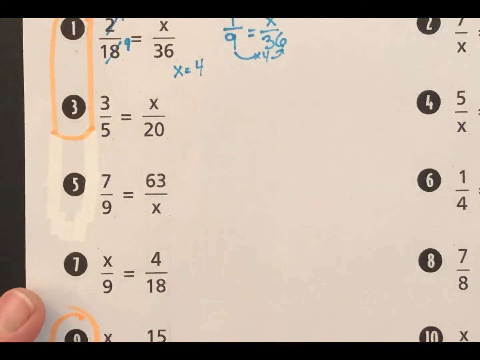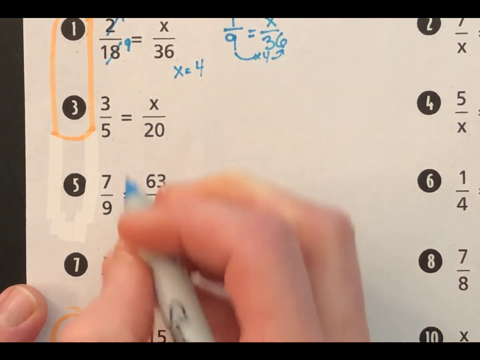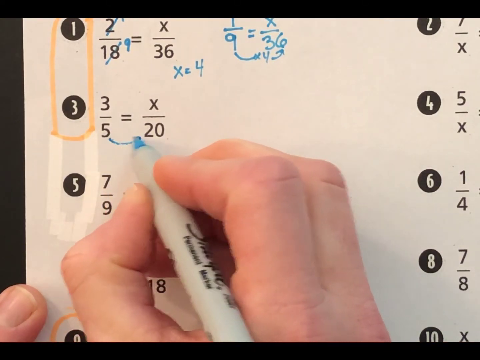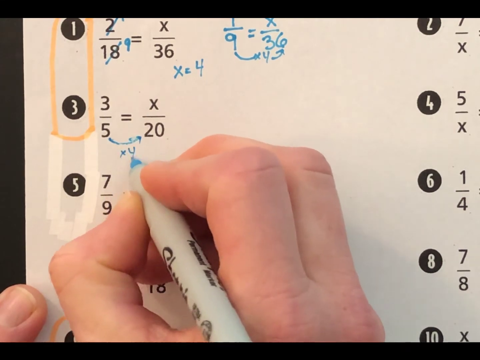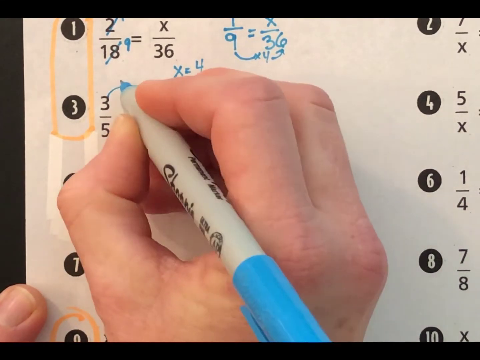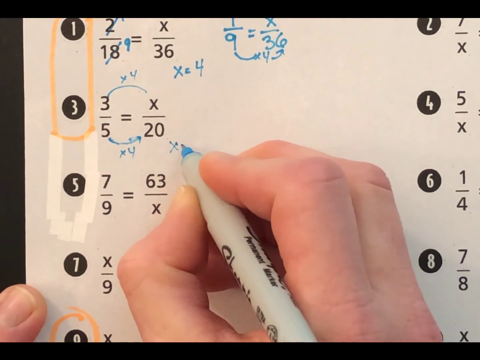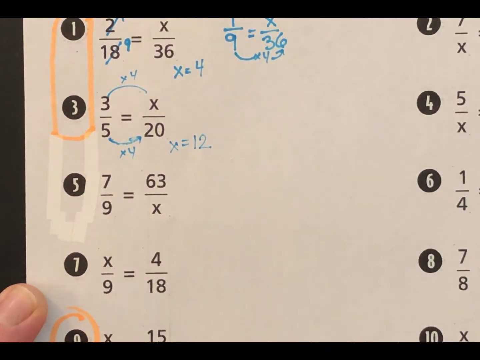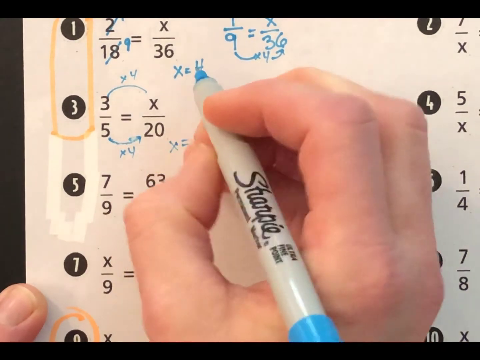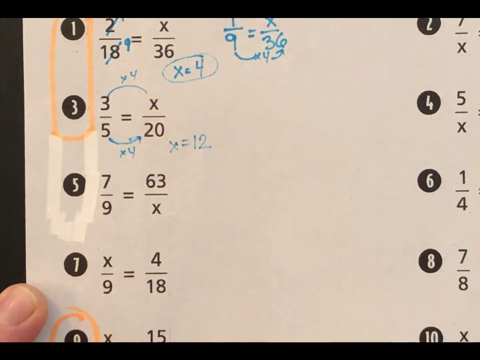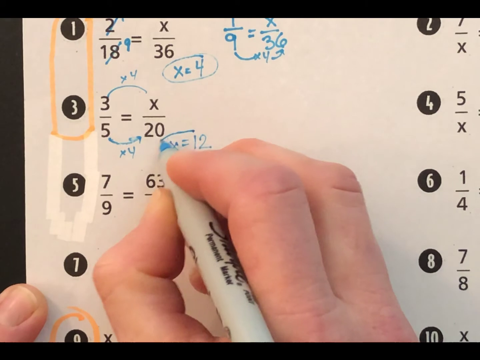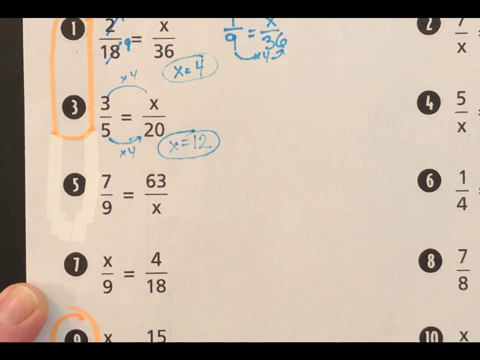3/5. Well, I can't reduce that, but that's just as well because it's really easy to see that 5 times 4 is 20. So then 3 times 4 is 12. So x equals 12 for number 3. It's nice if you could write what x equals, so it's really easy for me to find your answer and circle it too. That would be absolutely wonderful.